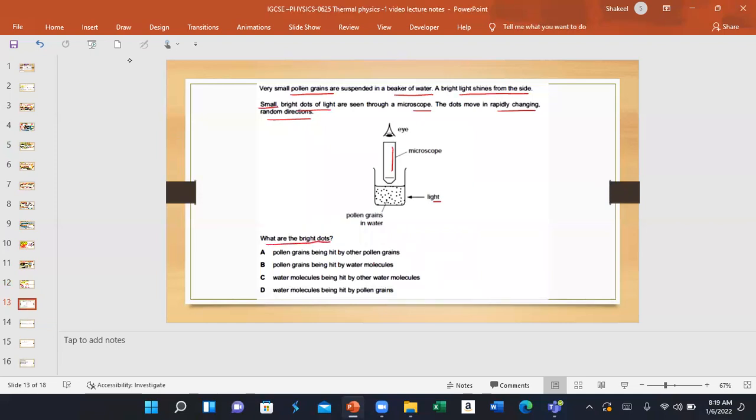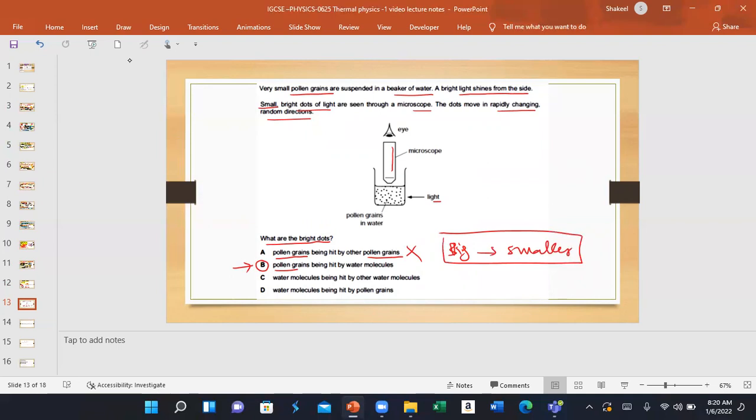What are the bright dots? They are actually the pollens. The pollen grains being hit by other pollen grains? No. Pollen grains being hit by water molecules. Yeah, because in Brownian motion, the bigger particles are colliding with the smaller particles and they change their direction.